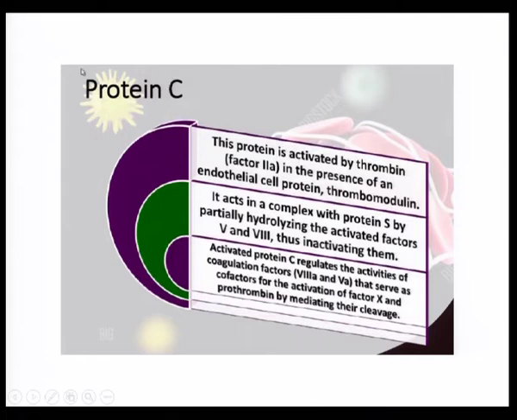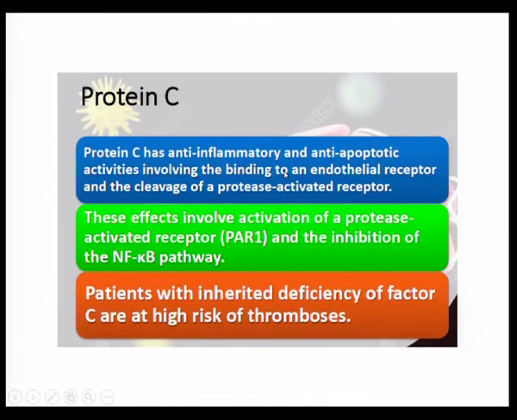This protein, which is a key protein in the activation of 8A and 5A, in turn needs vitamin K. So, now you understand how extremely important vitamin K is, because it is a kind of chain reaction that vitamin K initiates. This is one particular activation pathway where protein C is involved. This protein C also has anti-inflammatory and anti-apoptotic pathways.